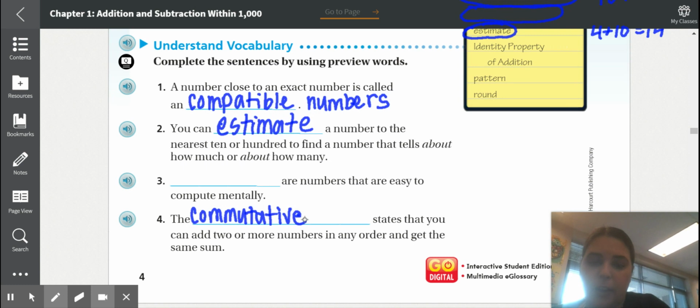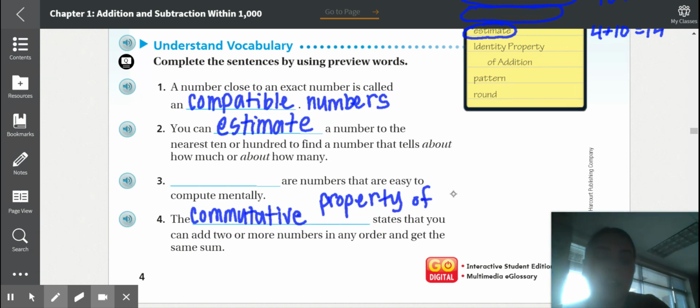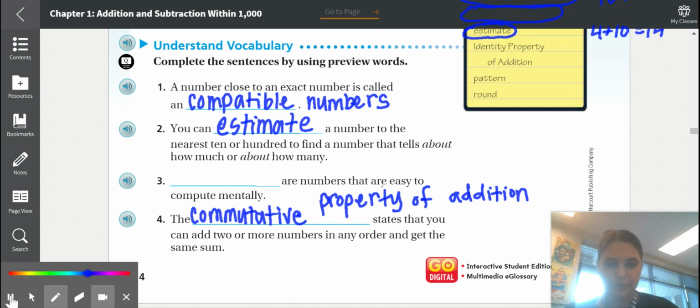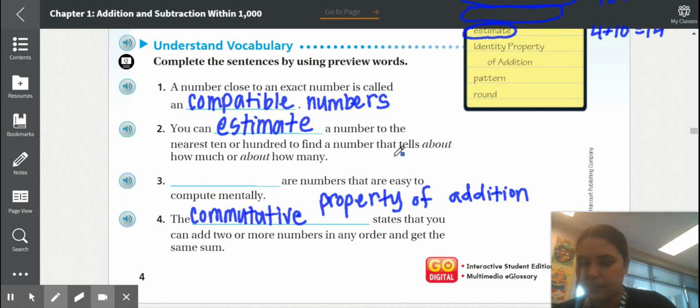It's a long one. The commutative property of addition. Okay, let's move on.